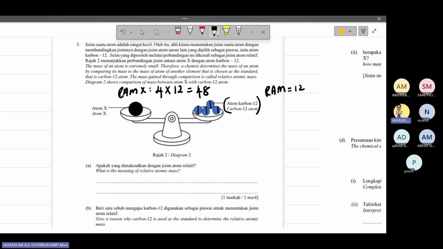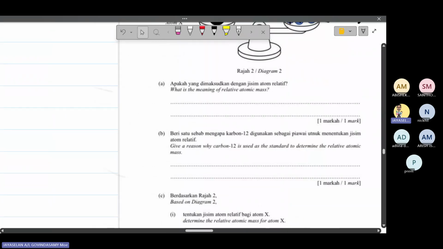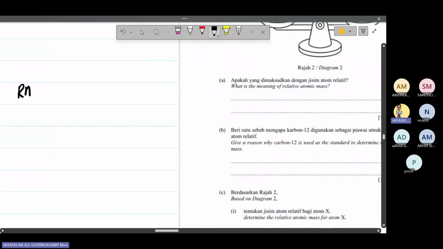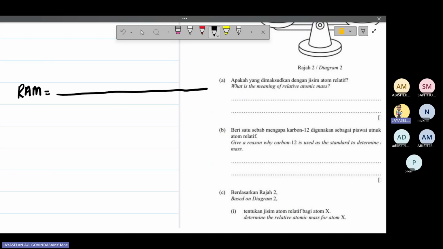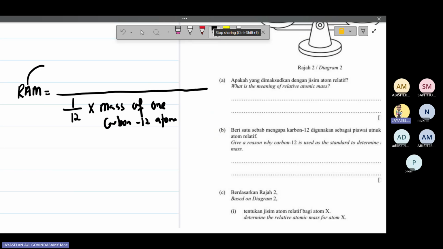No question, right? Okay, so what is the meaning of RAM? So what you guys do here, cuba buat dia punya formula. RAM means you letak divide macam ni. Divide 1/12 times mass of what? Jisim. Mass of 1. 1 berapa atom? Carbon 12 atom. So ini letak macam ni. Okay, so here you ambil average. In BM we call purata. Average mass of mesti tulis 1 atom, 1 atom sesuatu unsur. Okay, of an element.